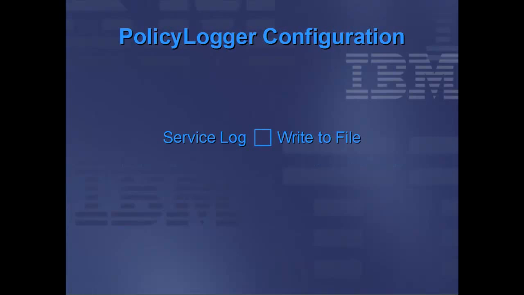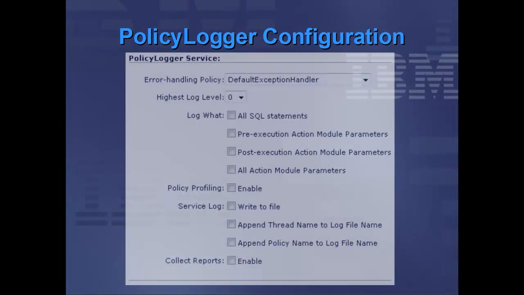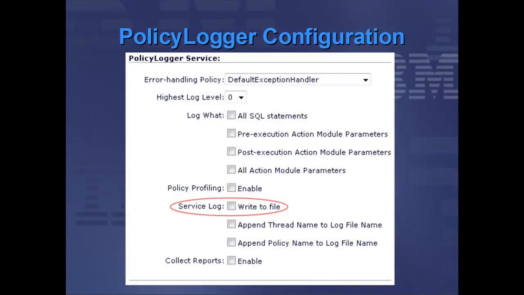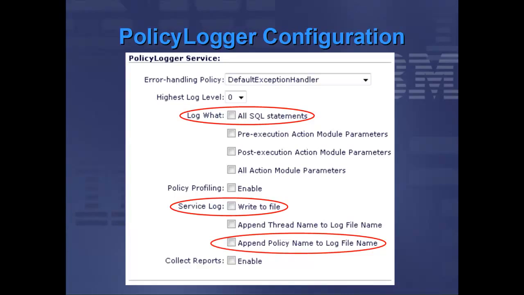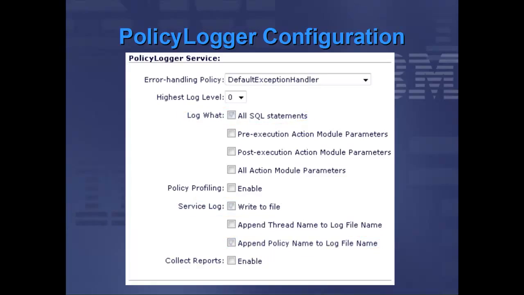One of the first steps is to ensure that the policy logger is reporting sufficient details to enable you to track event processing. In addition to enabling the policy logger to write to file, it is also advisable to enable it to report the SQL being produced by the policies. With this option, the task of identifying which SQL belongs to which policy is made much easier through the use of the Append Policy Name option. Tick all of these in the PolicyLogger Configuration pane.